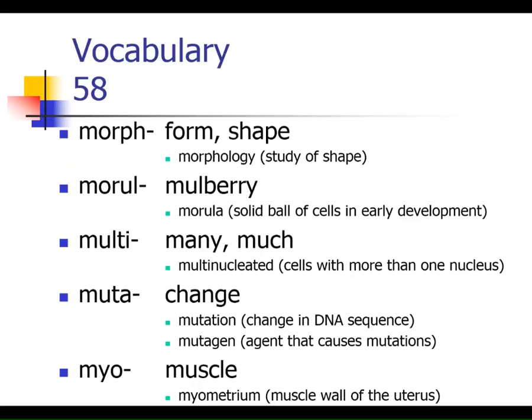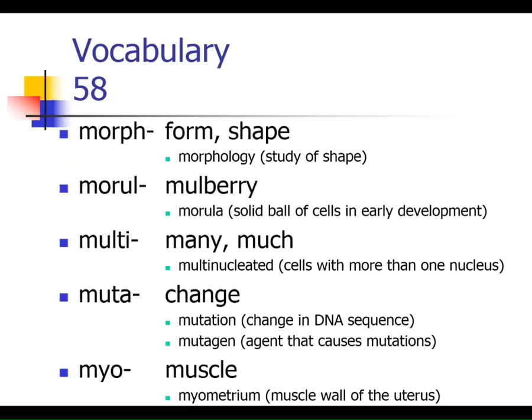I'll finish up with today on 58. Morph. I'll talk about morphology today, the study of shape. And we'll see that some neurons have very different shapes. And morph referring to form or shape. Mor, mulberry. In early development, after your cells undergo cleavage from 2, 4, 8, 16 cells, that first very solid ball of cells is referred to as the morula. And it comes from a little mulberry or blackberry type structure.